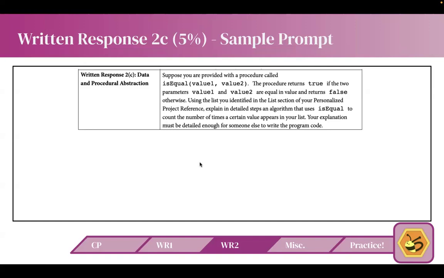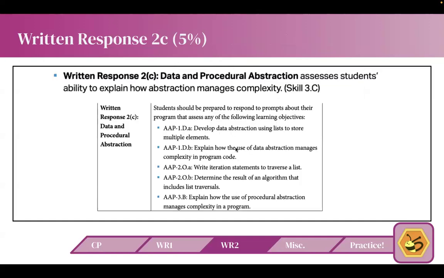Those are the only two types of abstraction that this course covers. So those are the only two that they could ask you on the test, specifically for 2C. And if you look at these learning objectives, you see all of these first 4 are lists. And then this last one is the procedure one.